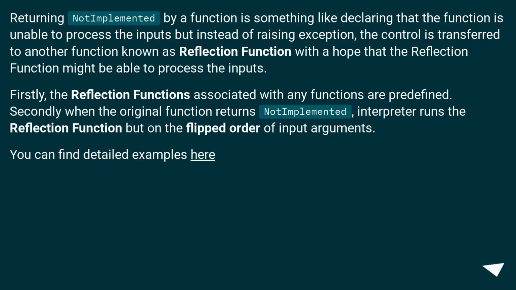Returning NotImplemented by a function is something like declaring that the function is unable to process the inputs, but instead of raising an exception, the control is transferred to another function known as the reflection function, with the hope that the reflection function might be able to process the inputs. Firstly, the reflection functions associated with any functions are predefined. Secondly, when the original function returns NotImplemented, the interpreter runs the reflection function but on the flipped order of input arguments. You can find detailed examples here.